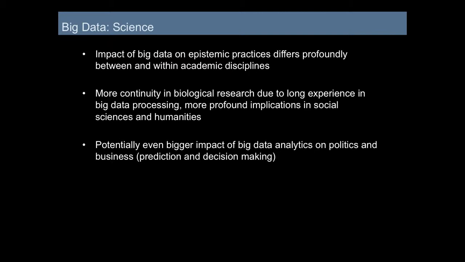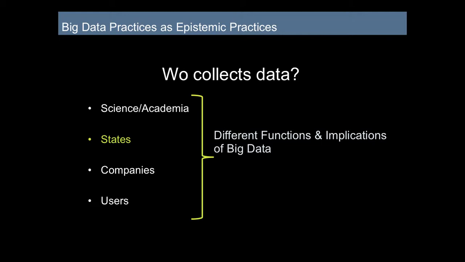So to summarize big data and science, we can say that the impact of big data on epistemic practices, on knowledge practices, differs profoundly between and within academic disciplines. There's more continuity in biological research due to a long experience in big data processing, and there may be more profound implications in social science and humanities. And what both authors claim is that potentially there may be even bigger impact of big data analytics on politics and business with regards to prediction and decision making. And this is what I want to turn to now for the last minutes of my presentation.